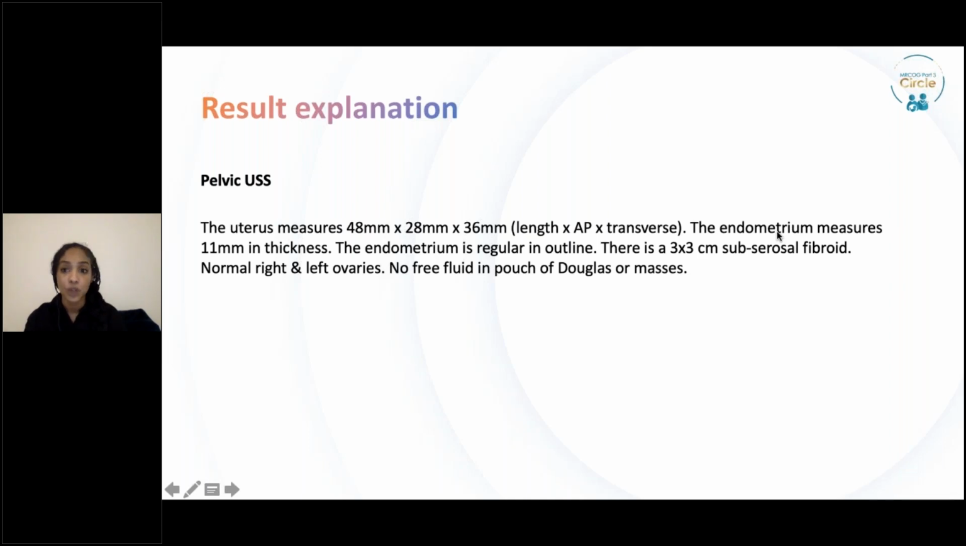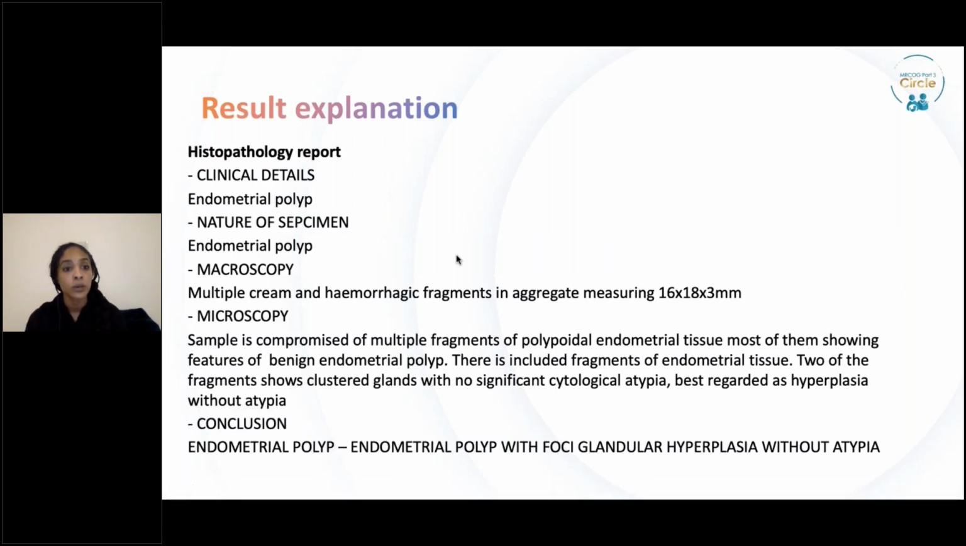This is another example of a histopathology report. So let's say our patient is a young patient coming in. She was coming in with heavy irregular periods, and she had a scan done. It showed possibility of a polyp. So she had a hysteroscopy and polypectomy done.